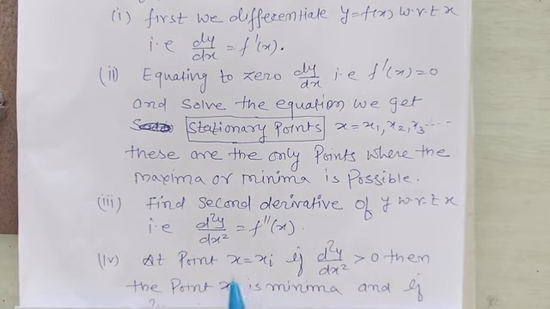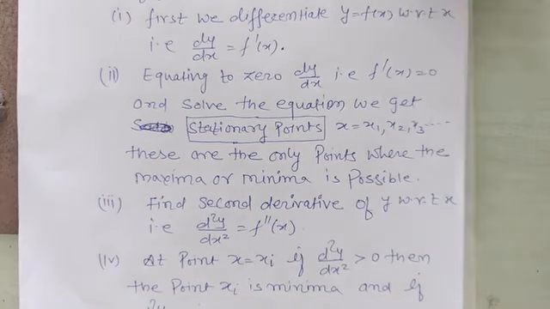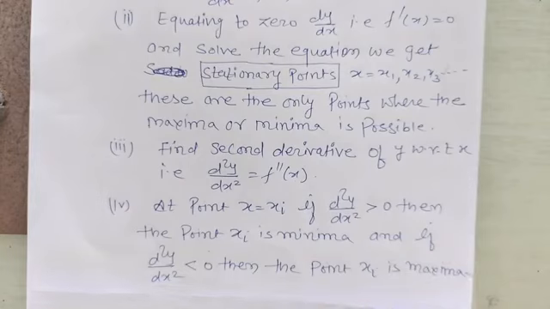And if at a particular point x = xi the second derivative is less than 0, then the point xi is called maxima. So this we have done in school.